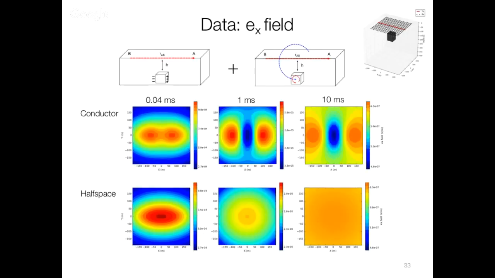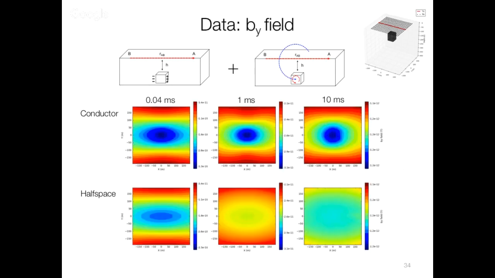So let's take a look. Here's EX, here are our responses, and if you look at the conductor, it looks something like that. It's a bit different, but you really start to see this sweet spot. This is primarily caused by the vortex currents in the block. We've got this very distinct anomaly here at 1 millisecond and it holds up to 10 milliseconds. So EX would be very diagnostic here.